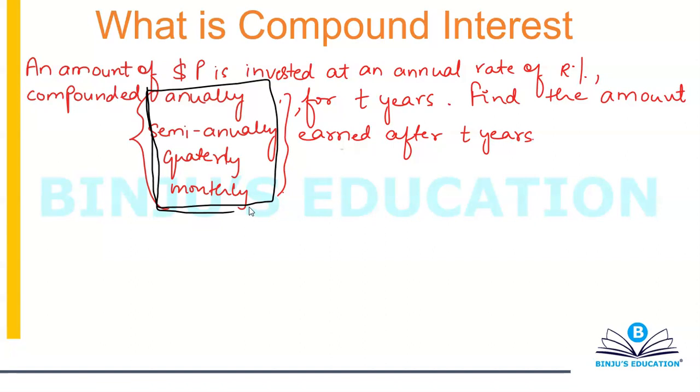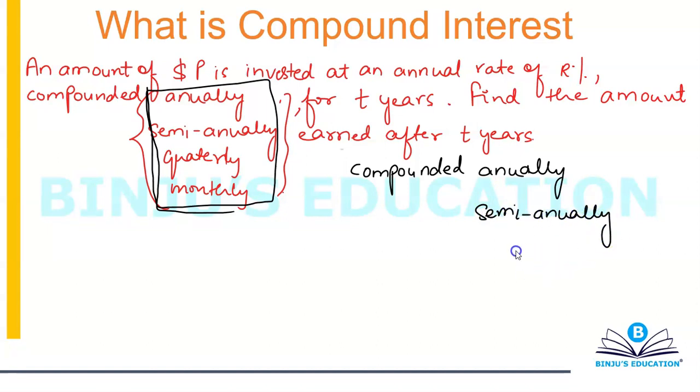You all would have read about this. You all would be knowing how to calculate. That's not a big deal. I'm not interested in formulas. I want you to understand these terms. What do you mean when you say that your money is being compounded annually? What do you mean when you say that your money is being compounded semi-annually or quarterly or monthly? That's the important question.